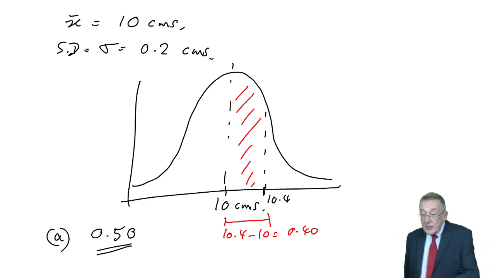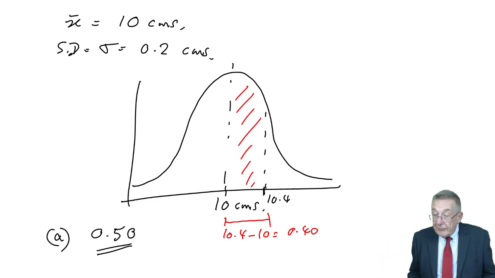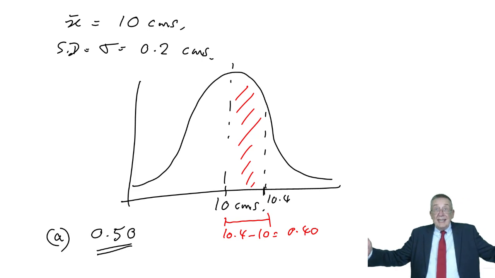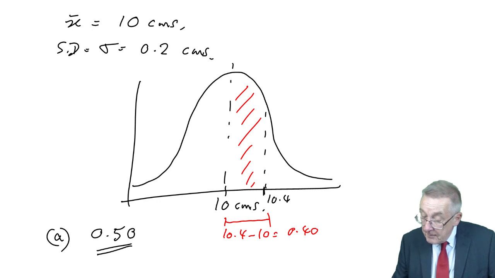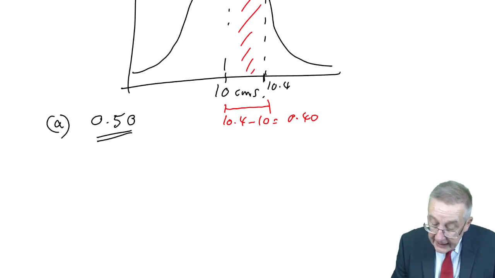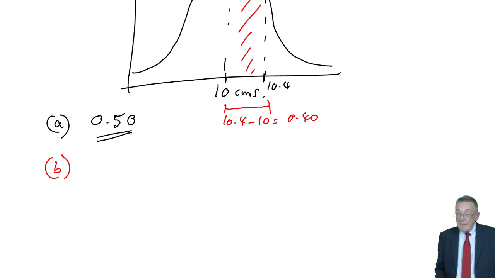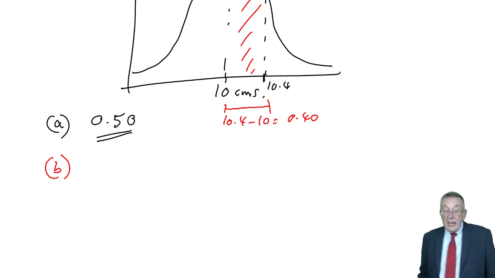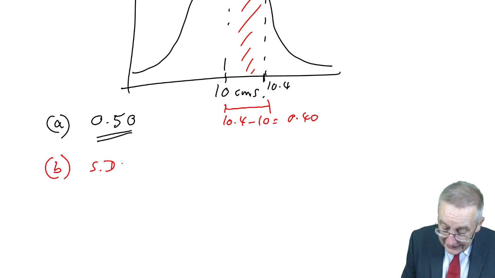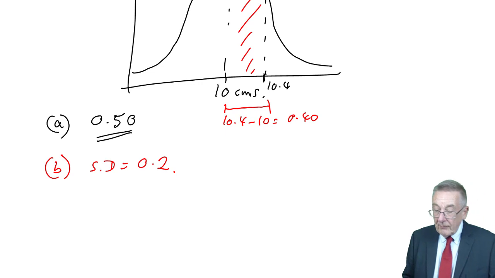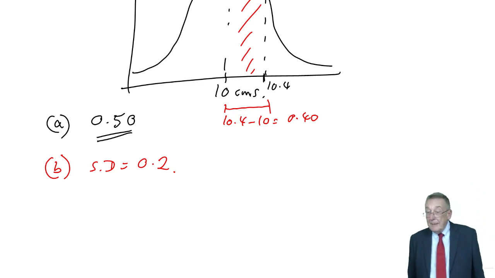However, if there's very little spread, 0.4 is a big difference. If there's a big spread, 0.4 is a tiny difference. We measure the distance from the mean, the average, in numbers of standard deviations. Now we know for this question the standard deviation is 0.2. How far away from the average are we?